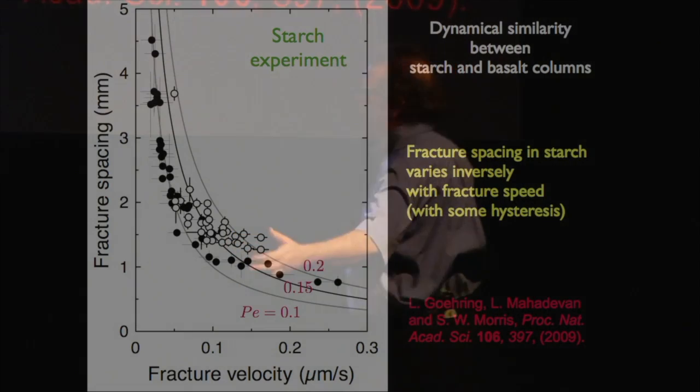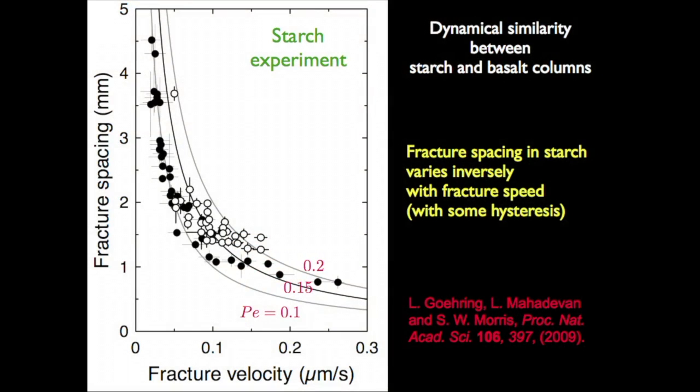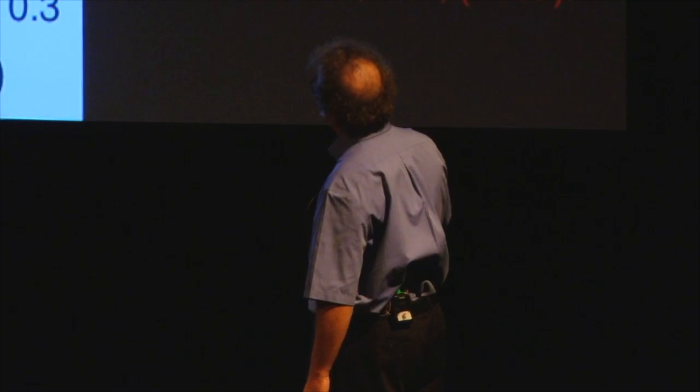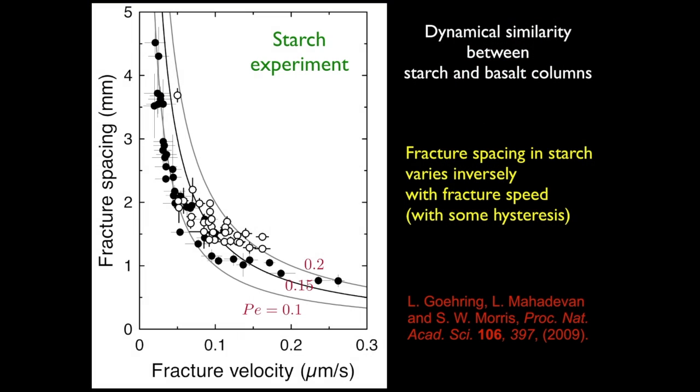Now this is beautiful because we can do everything in the starch experiment. We can measure the size of the columns, we can control the rate at which they advance, we can control everything and measure everything, so we can test this idea. Here's the fracture spacing in millimeters. This is the typical diameter of a column. It's only a few millimeters. And here is the fracture velocity. We can infer this from the drying rate. We can measure the fracture velocity, we can measure the drying rate, we can make a connection between those two.